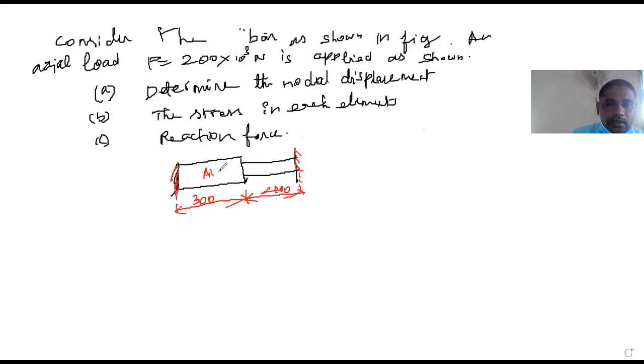This is A1. Let us consider this is A2. The area of the first bar is 2400 mm square, and it is made up of, I think, aluminum material, so that Young's modulus will be 70 into 10 power 9 Newton per meter square.